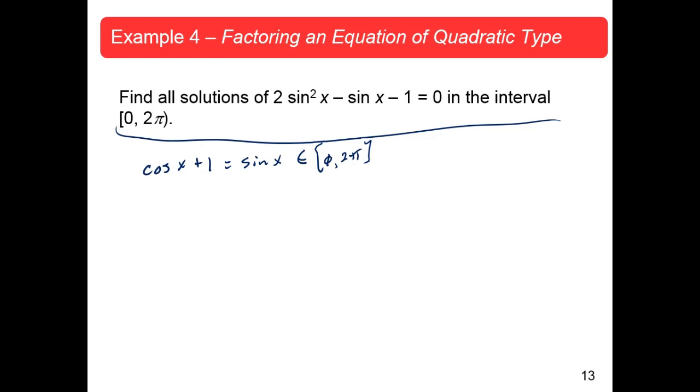Is that going to help us a lot? Because then you have cosine x minus sine x is equal to minus 1. It's still a mess. Any other ideas? Good idea, but I don't think it gets you anywhere.